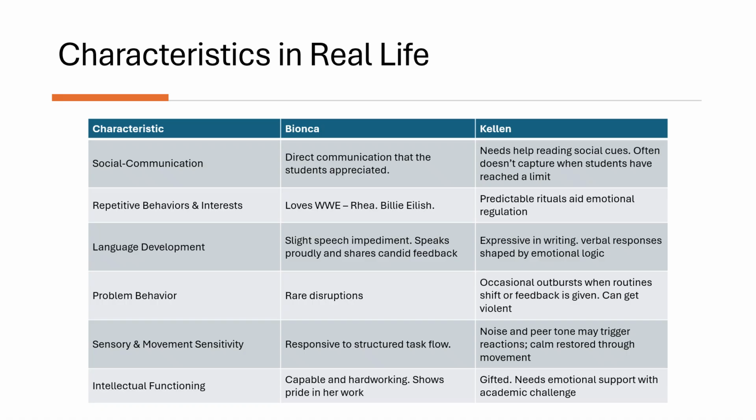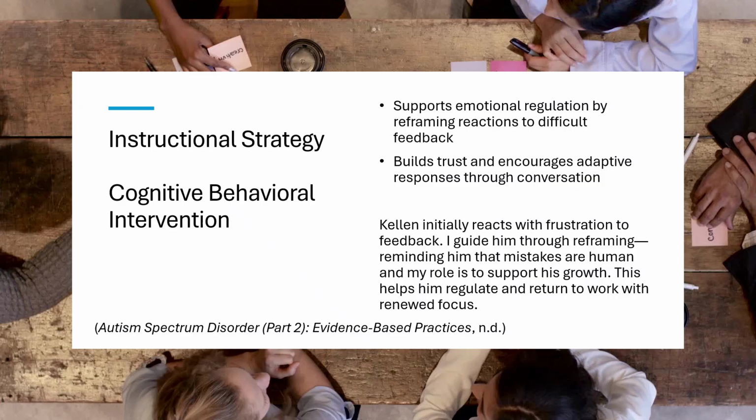And Kellen, he's gifted. He's so smart. He just needs emotional support with an academic challenge. So challenge him to do different things, because he finishes his work quickly. I had to provide more challenges in his way to get it done. So I was like, how could you do better? How could you do that?